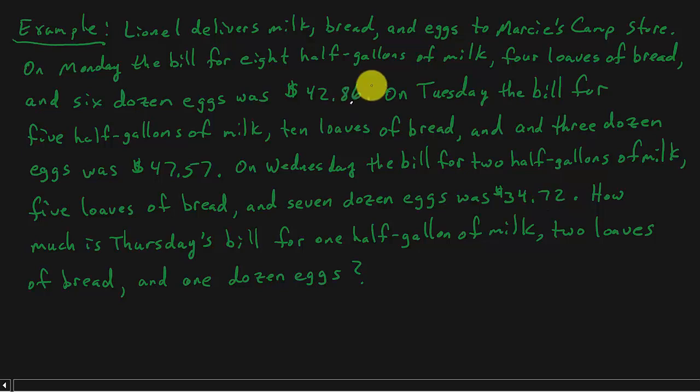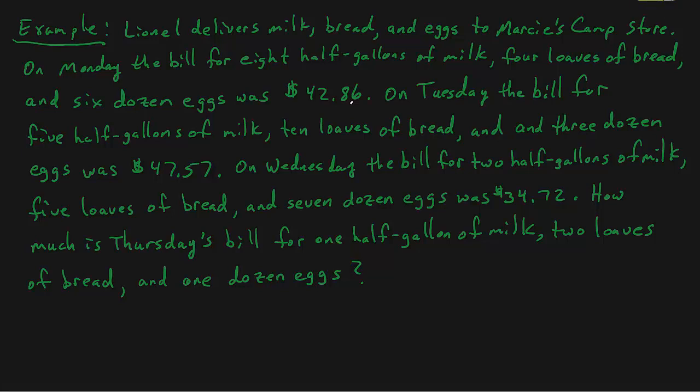Was this amount. And on Tuesday, we had 5 half-gallons of milk, 10 loaves of bread, and 3 dozen eggs was $47.57. And on Wednesday, for 2 half-gallons of milk, 5 loaves of bread, and 7 dozen eggs was $34.72. How much is Thursday's bill for 1 half-gallon of milk, 2 loaves of bread, and 1 dozen eggs? How much is that going to be?